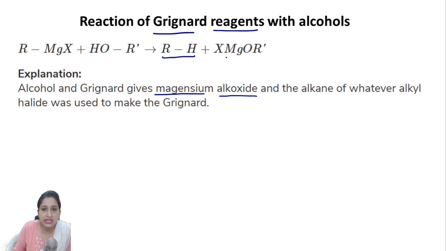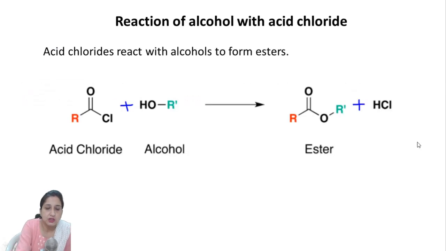So this is your magnesium alkoxide and a corresponding alkane will be formed, and the formation of this alkane depends upon the alkyl group which is being attached to this Grignard reagent. So next reaction involves the combination of alcohols with acid chlorides. So this type of reaction is also known as acylation reaction.